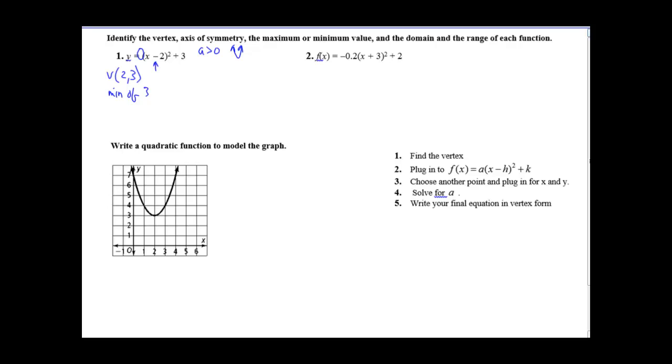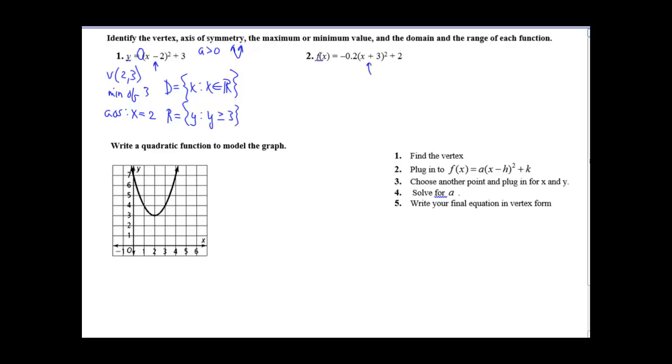Axis of symmetry is whatever the x-coordinate is. So the AOS is x equals 2. Okay. Now we got to do domain. Well, remember, on parabolas, what's the domain? The domain is the set of x's such that all real numbers, and the range, the y, is based on that vertex minimum value. Well, we said it's a minimum. If it's a minimum, that means that all the values have to be greater than that minimum. So greater than or equal to the vertex of 3.